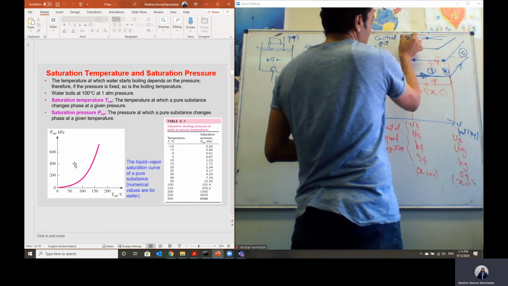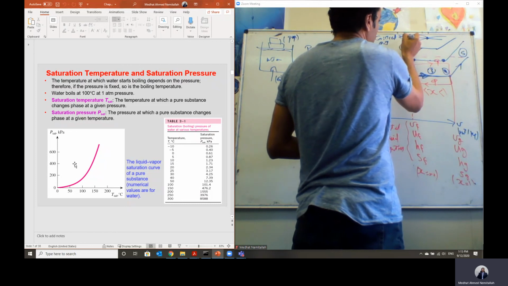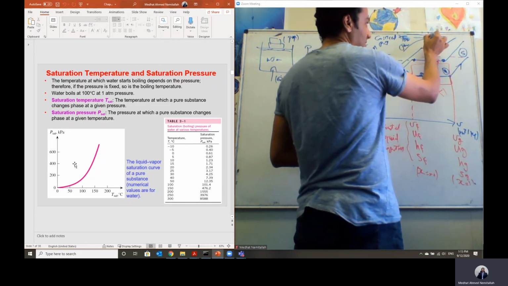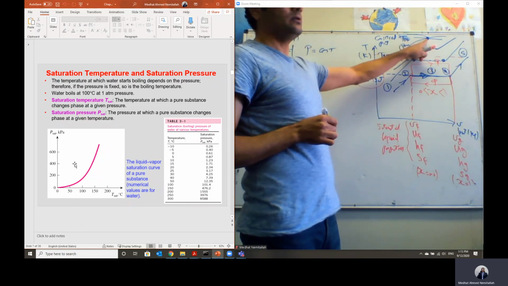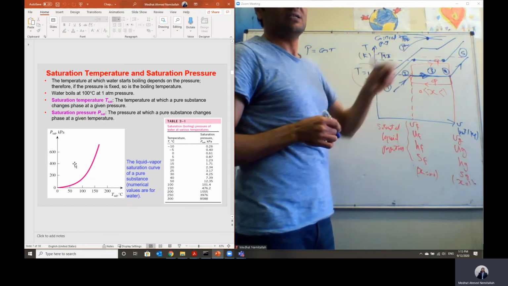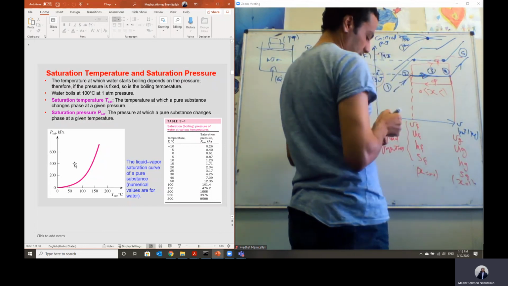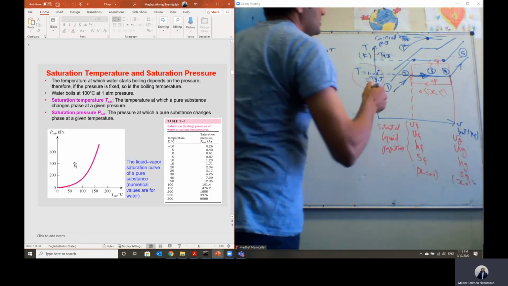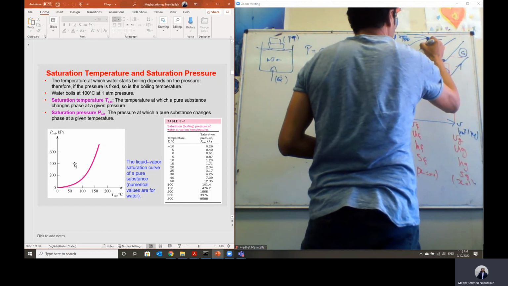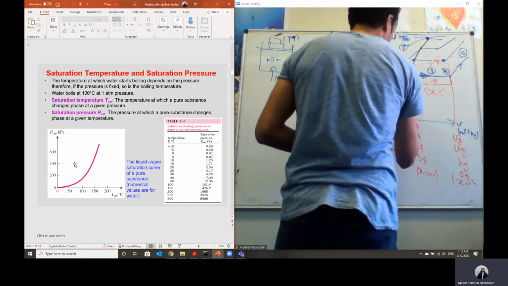The critical point is at the critical pressure and, in this case, the critical temperature. The critical point is the point at which the saturated liquid state and the saturated vapor state are identical. They are actually only one point, okay? And if we connect the saturated liquid points, we get the saturated liquid line.